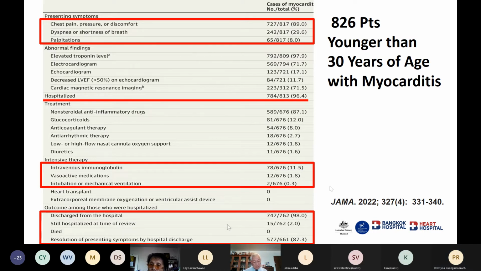and nobody died from this side effect. Okay, from this paper, okay? And most of them can go back to normal, but it takes some time.